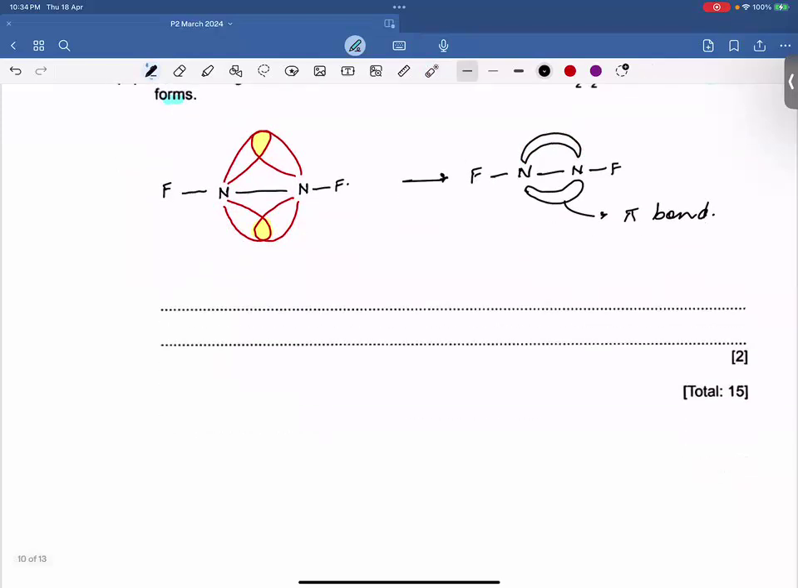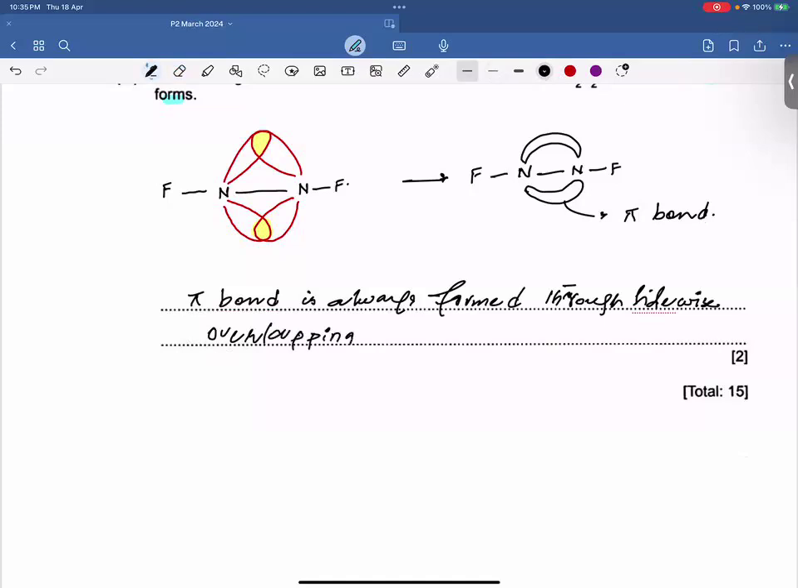One more thing. We need to write that a pi bond is always formed through sidewise overlapping or lateral overlapping, sidewise or lateral overlapping of p orbitals. Okay.